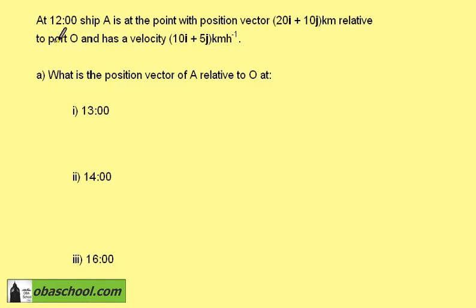At 1200 hours, ship A is at the point with position vector 20i plus 10j kilometers relative to port O, and it has a velocity of 10i plus 5j kilometers per hour. We want to find the position vector of A relative to O at 1300 hours, 1400 hours and 1600 hours.